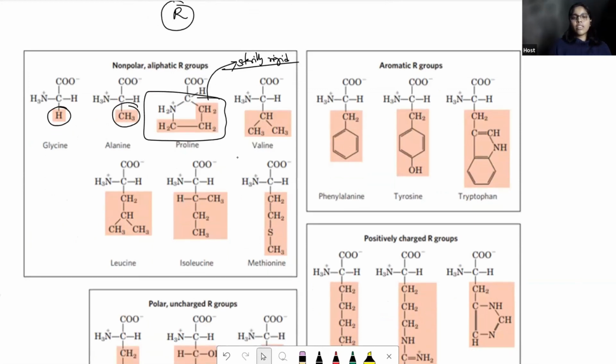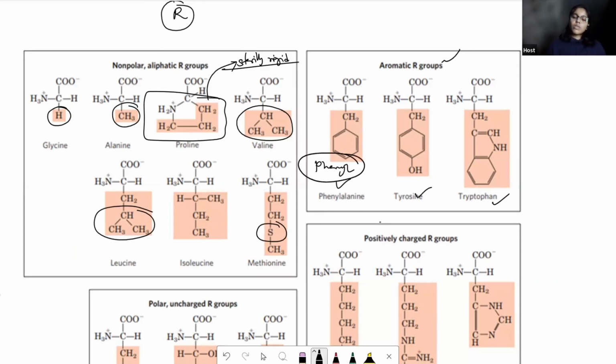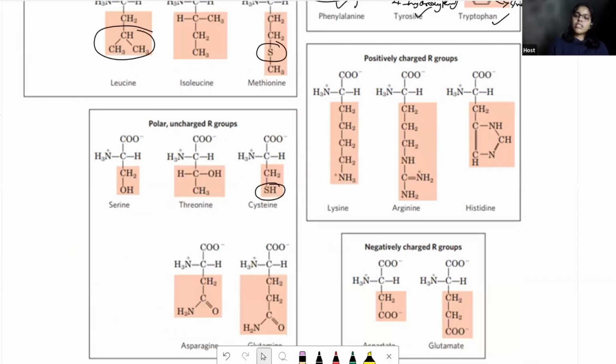Coming to valine, you have a branched structure, and leucine also has a branched structure. Methionine has sulfur here. Aromatic amino acids, phenylalanine, tyrosine, and tryptophan, all have rings. Phenylalanine has a phenyl ring. This is important, they can ask which amino acid has which ring. Tyrosine has a 4-hydroxyphenyl ring. Tryptophan has an indole ring. Histidine has an imidazole ring.